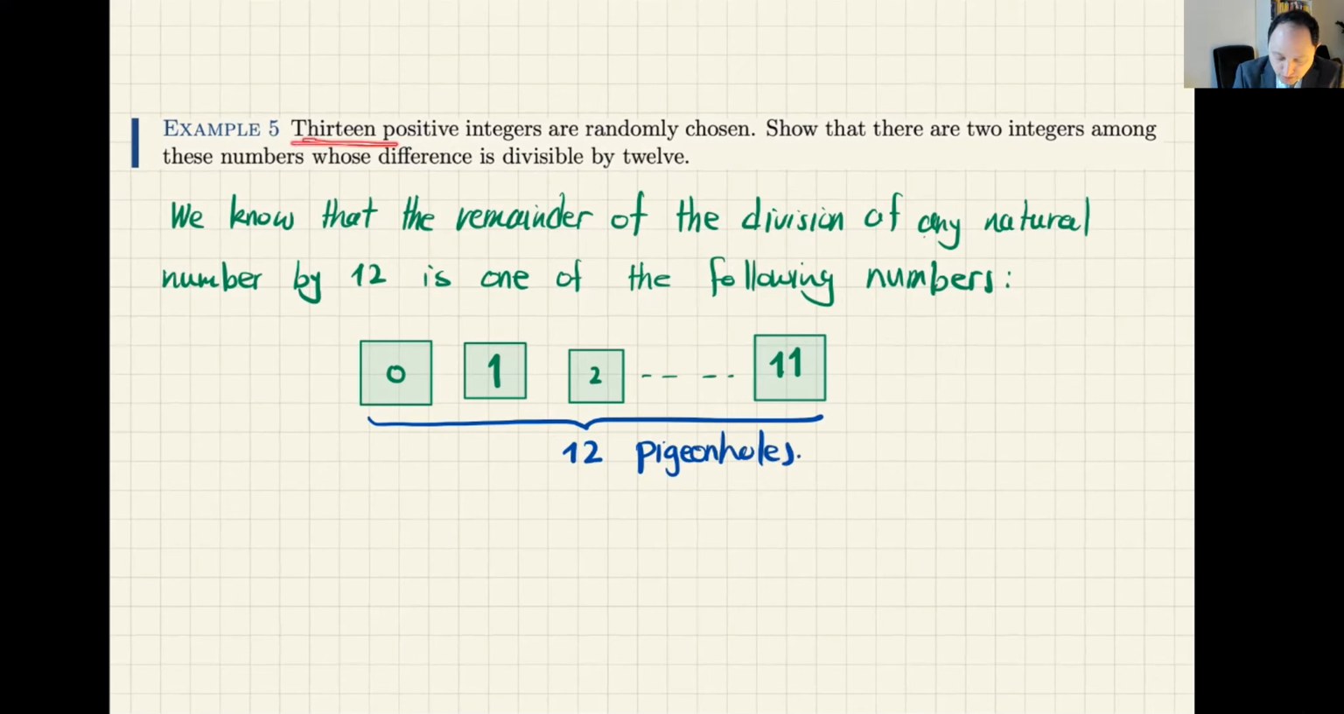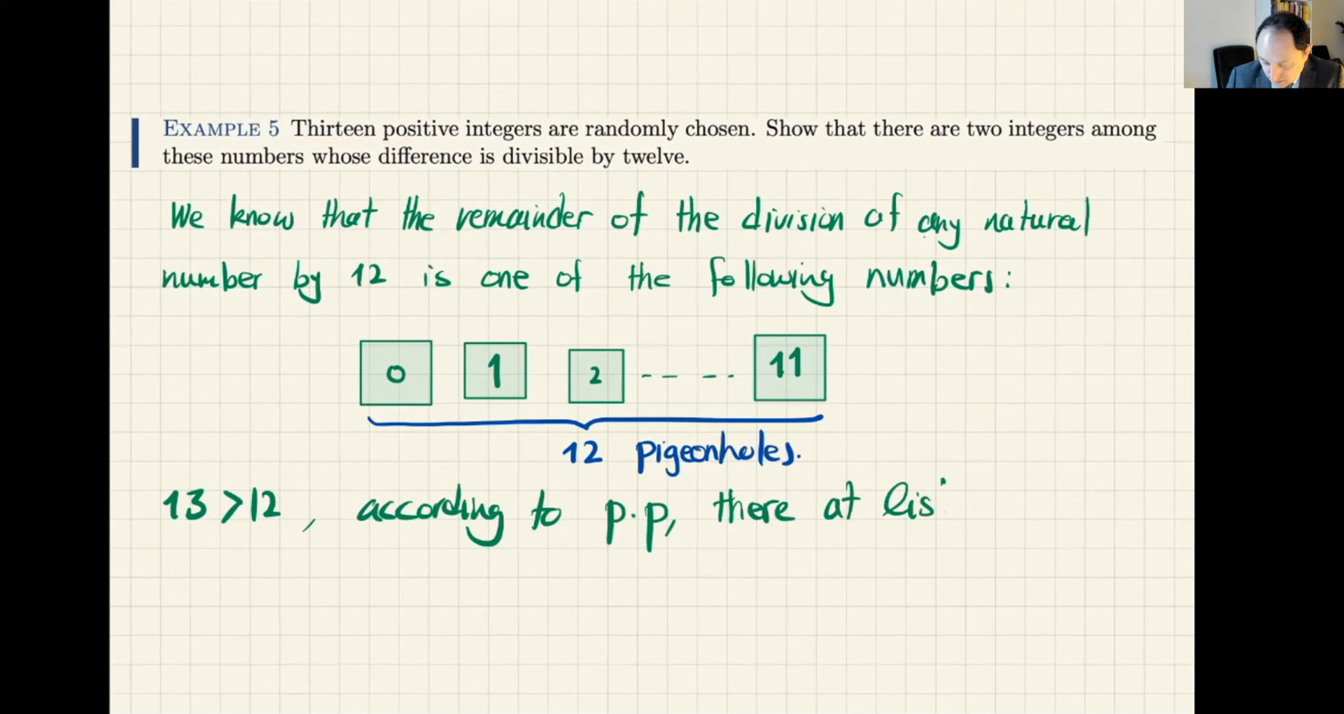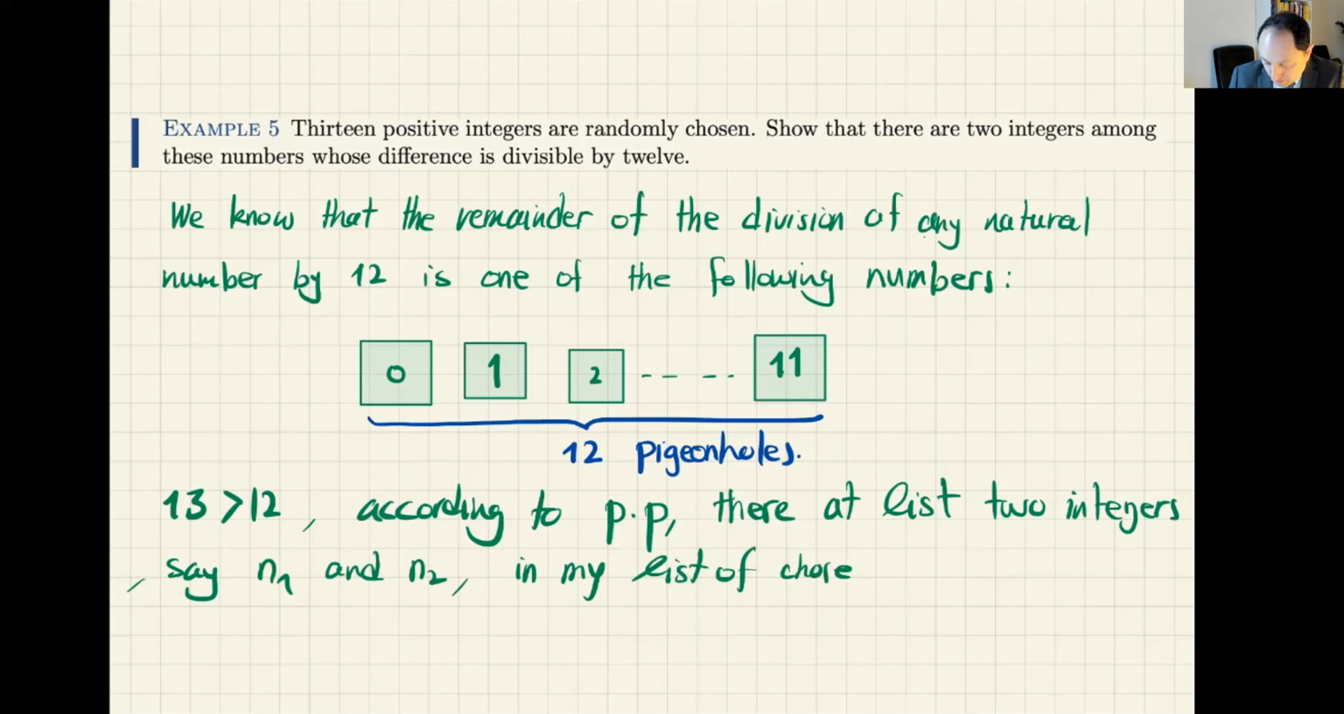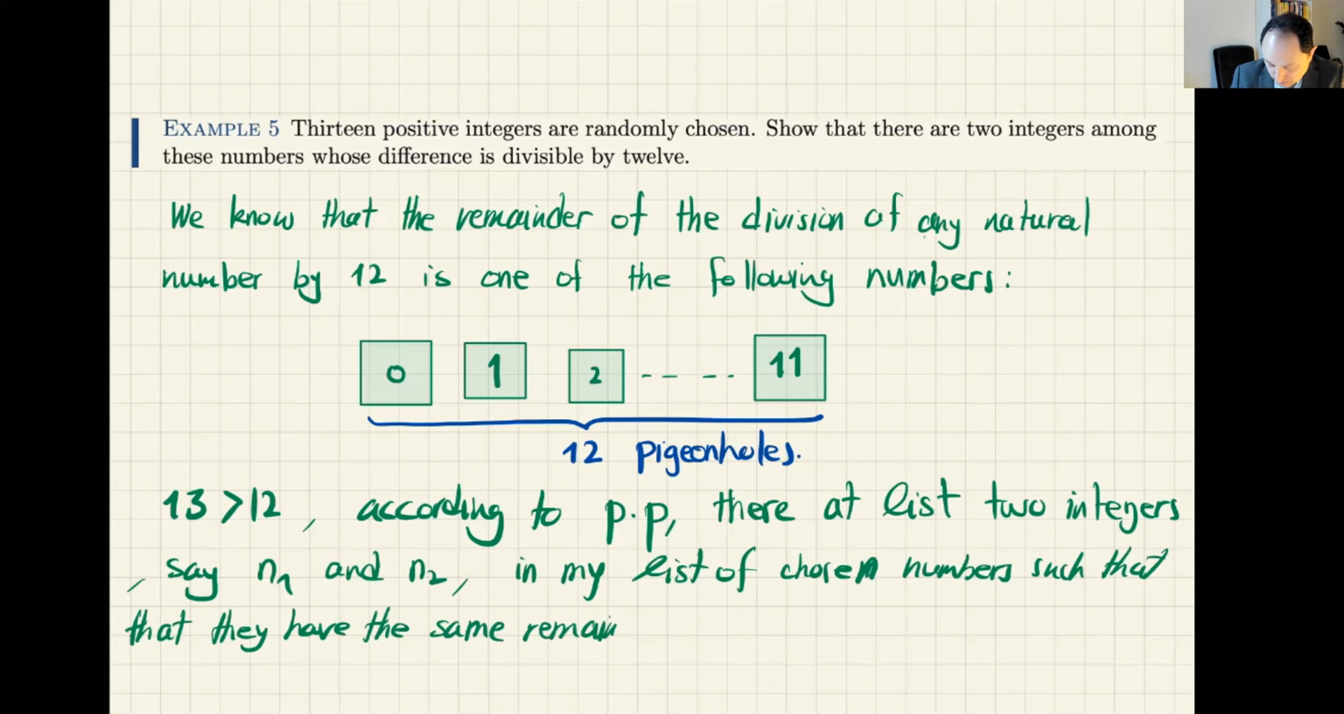Okay, but I have told you that you choose 13 numbers. So then I would say that since 13 is greater than 12, according to the pigeonhole principle, there are at least 2 integers, say n1 and n2, in my list of chosen numbers such that they have the same remainder when divided by 12.